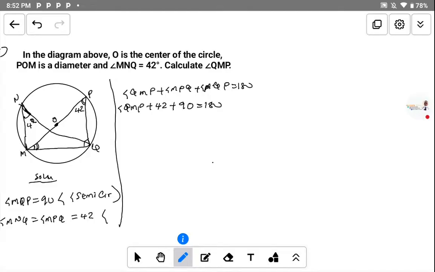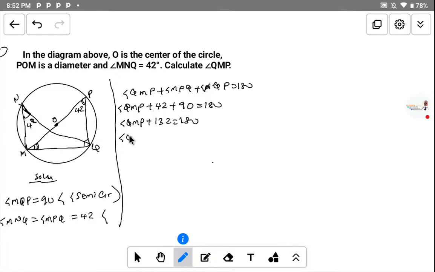I hope you are getting it now. Do you have any question before I proceed? Now, what you just have to do here, let's add it together. That is 90 plus 42, which gives us 132. So that means we have our angle QMP plus 132 equal to 180. Now you can get the value of this angle QMP. So you take 132 to the other side.